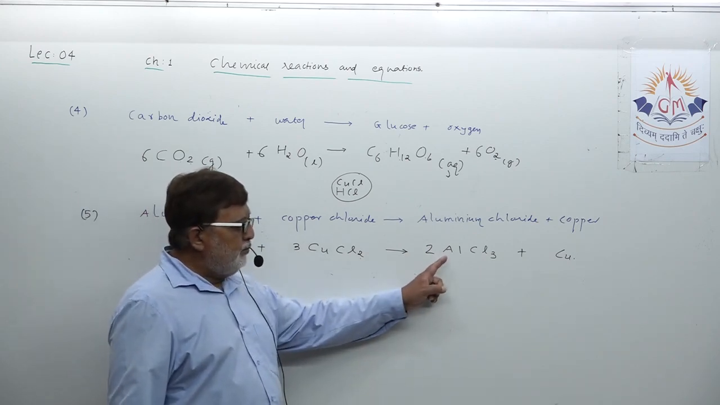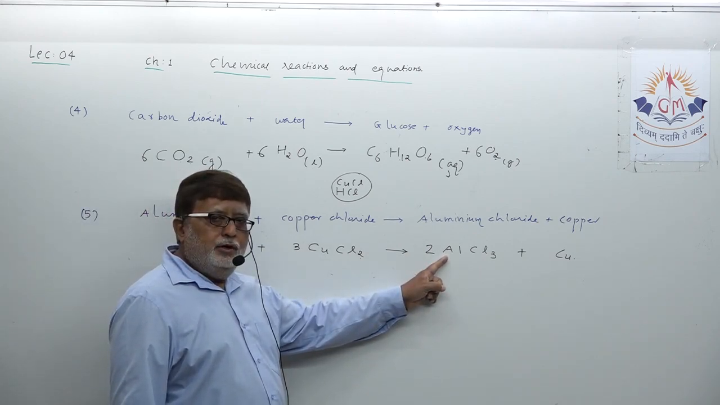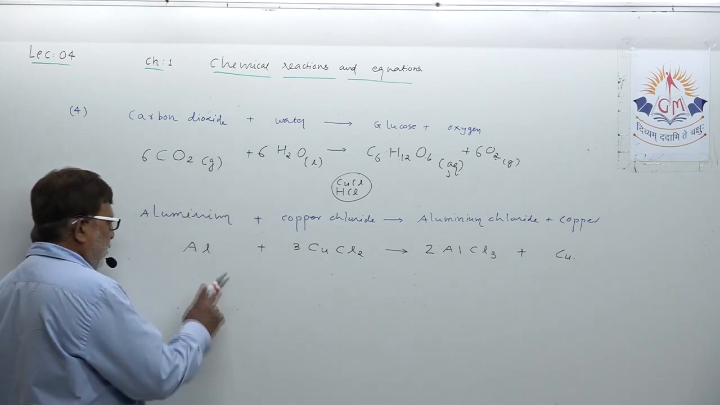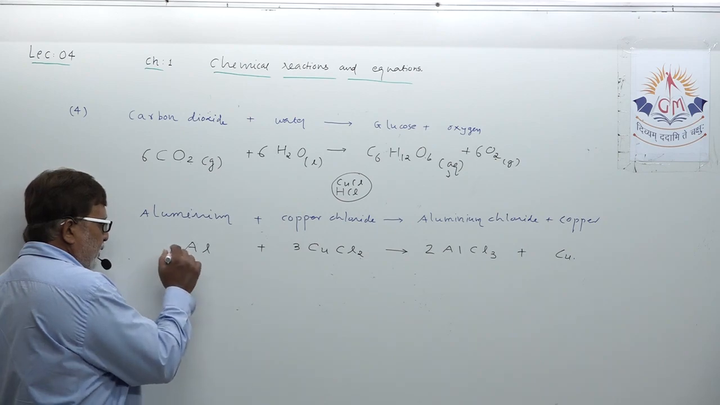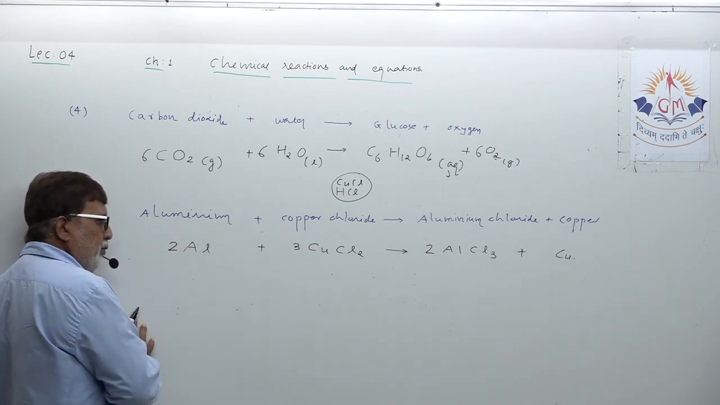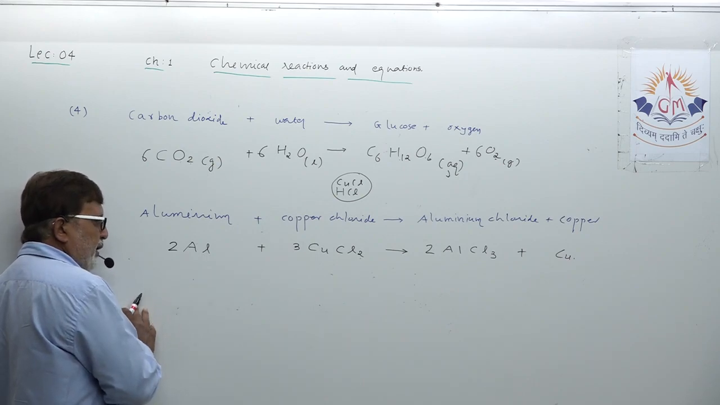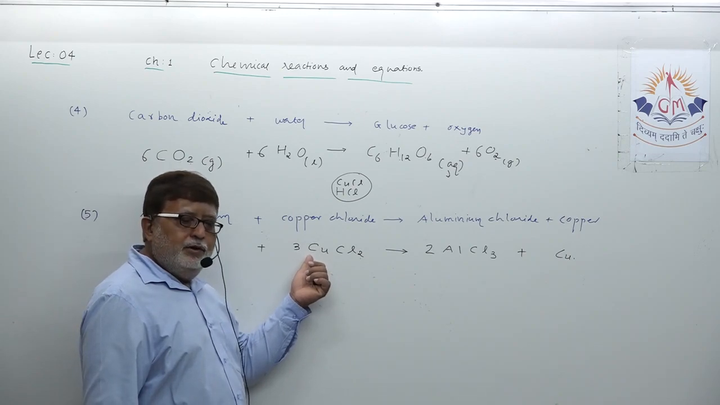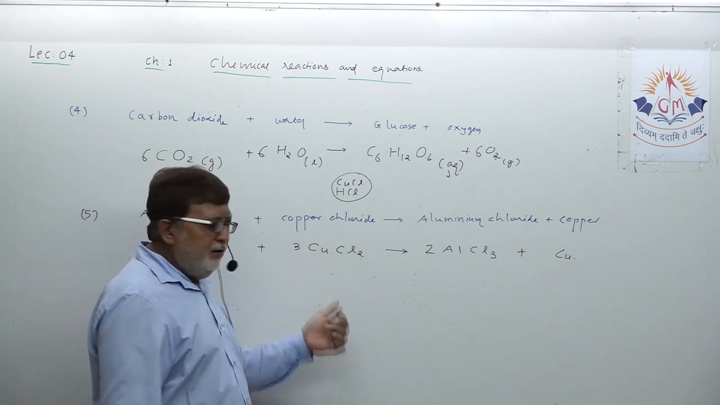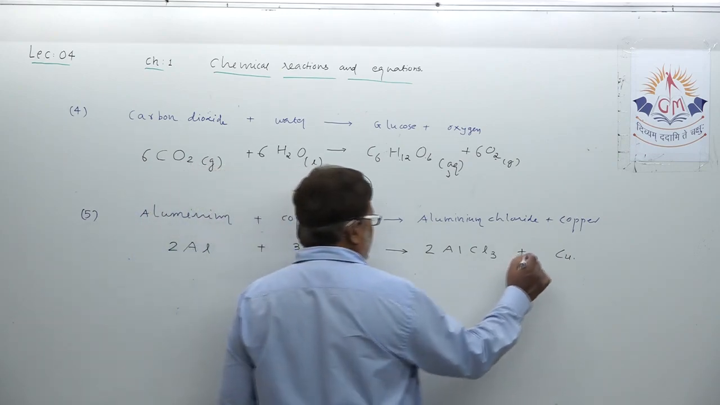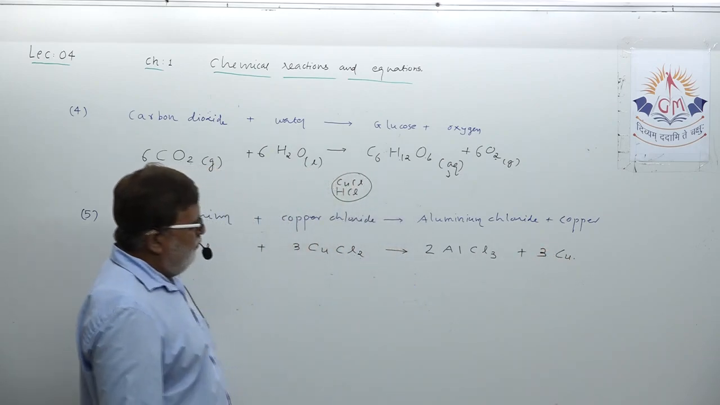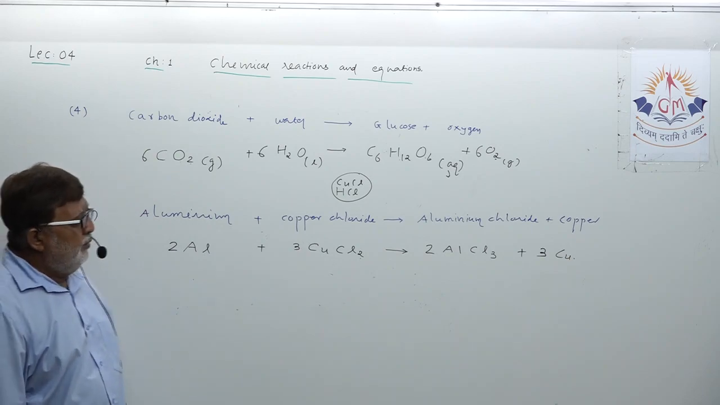How many aluminium on the right side? 2. How many aluminium on the left side? 1. So let me balance it with 2. Aluminium got balanced, chlorine got balanced. Think of the copper. How many copper atoms on the left side, in the reactant side? 3. Here 1. Take the LCM and place 3 here. The equation got balanced. Understood?